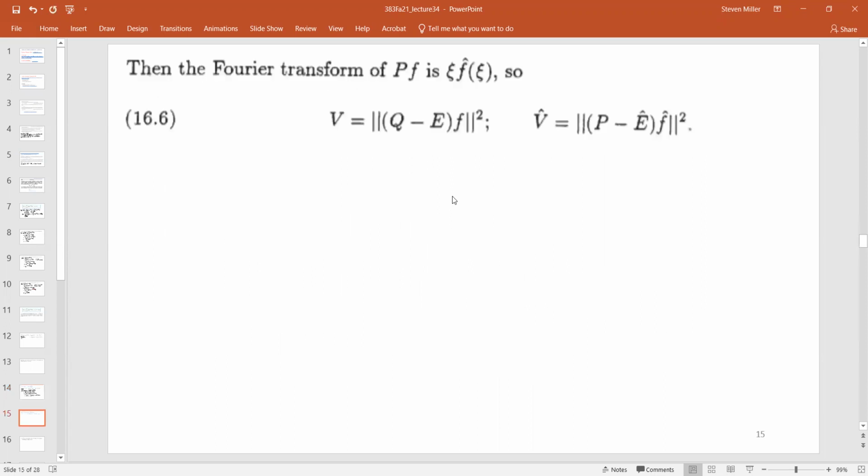So the next thing is we want to start calculating the Fourier transforms of various quantities. So the Fourier transform of P acting on f. P is the derivative, and we've seen that the Fourier transform of the derivative is basically the same as multiplication. But wait a minute, didn't we have a factor of i before? The Fourier transform of the derivative involved an i. Why don't we have an i anymore?